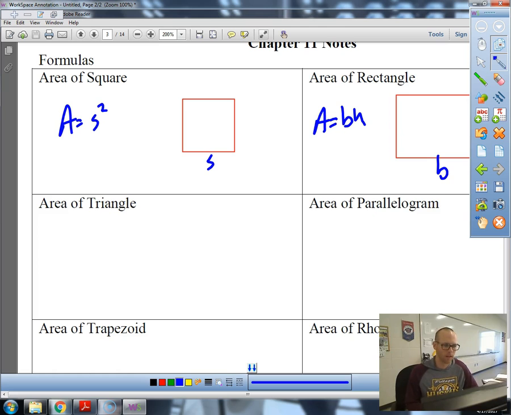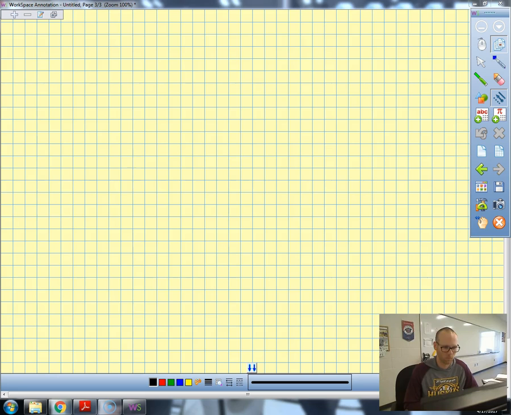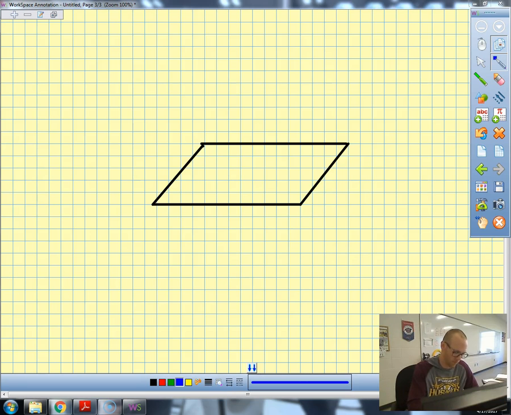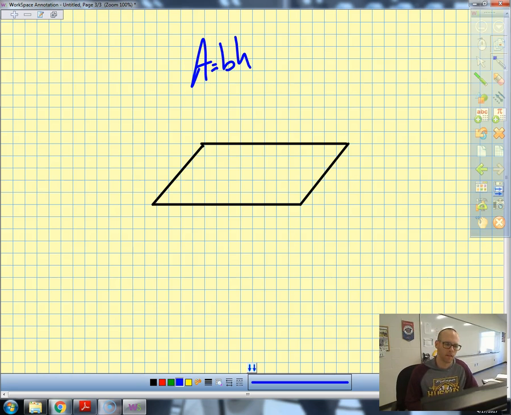Now I'm going to jump to the parallelogram here before we go back to the triangle. Think if you know what the area formula for a parallelogram is. Anybody familiar with this? How do I find the area of a parallelogram? Well, it's pretty simple. You find the area the same way that you find the area of the rectangle. You take its base times its height. Now, here's its base. Where's its height?